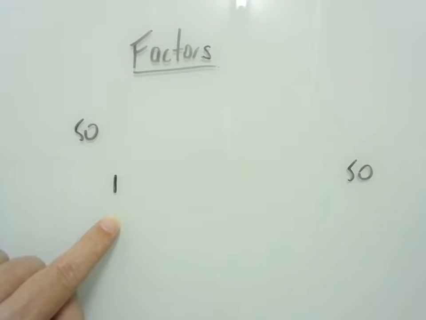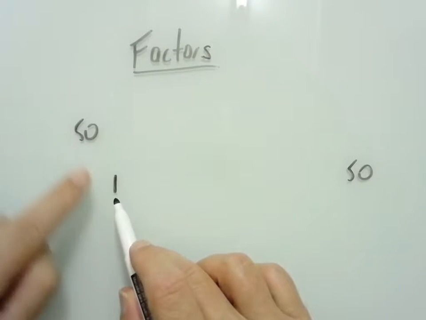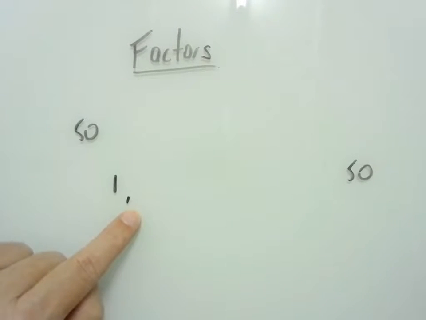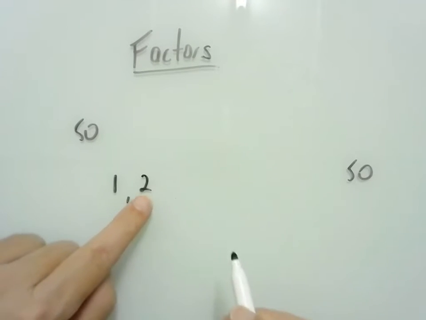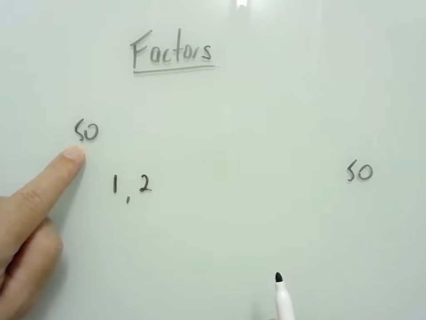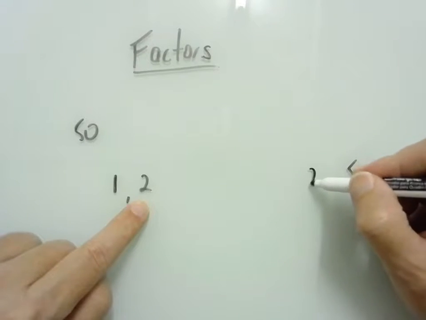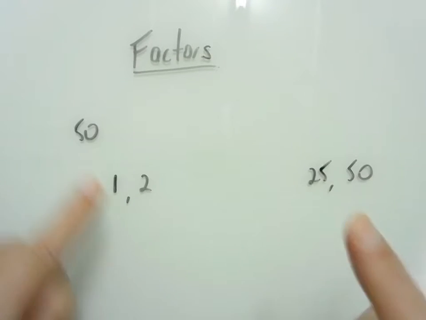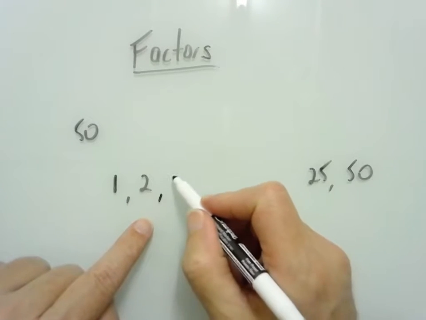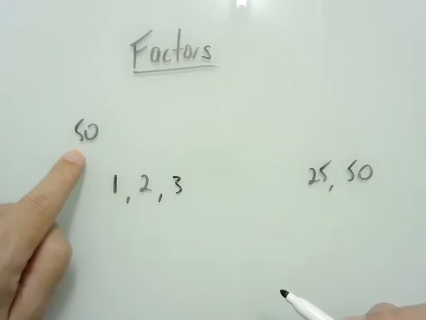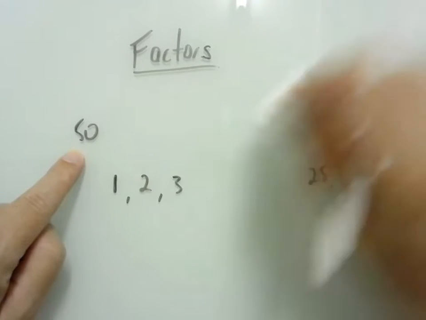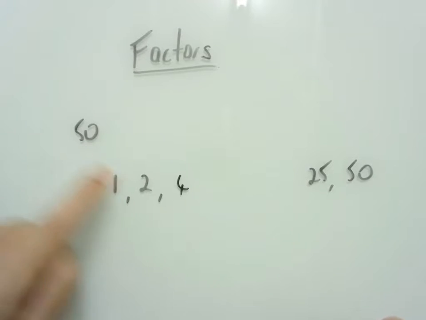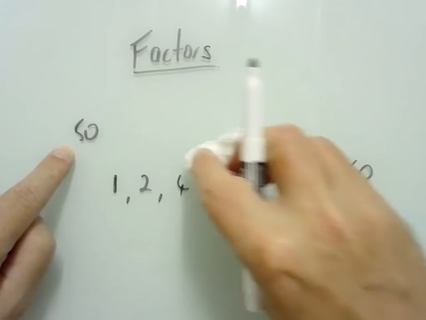So 1 goes into 50, 1 times 50 is 50. What's the next number after 1? 2. Does 2 go into 50? Well, yes it does. 2 times 25 is 50. Both 2 and 25 divide into 50. What's after 2? 3. Does 3 go into 50? Well, actually, no, it doesn't, so we don't need it. What's after 3? 4. Does 4 go into 50? No, it doesn't, so we don't write it down.